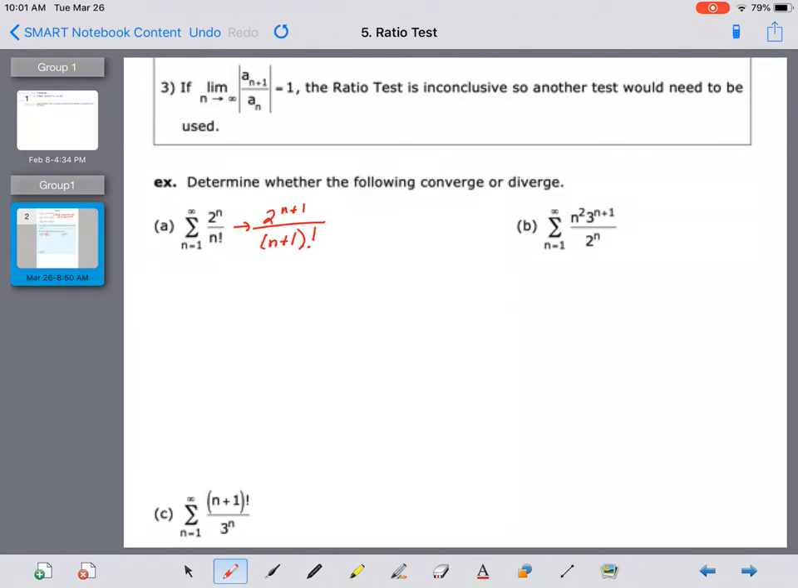Now the conditions are about the limit itself, so I'm going to set up my limit for this. This is one that involves a lot of algebra, so we're going to take it slowly. We take our n plus 1 term, take the absolute value, and divide it by our current term. A lot of times you're going to get a fraction over a fraction. After this one, I'll jump into just writing it as the product of the reciprocal.